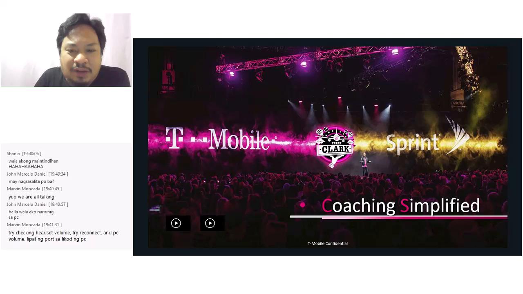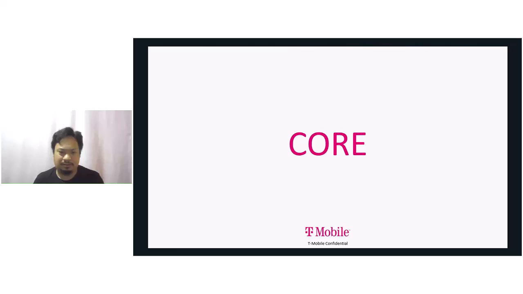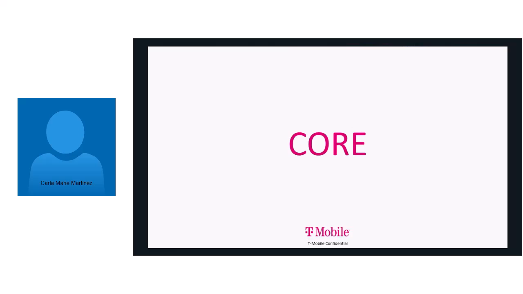So let's begin. And I want to begin with something like this. The core. What is the core? Let's see if it shows on your screen. It's not moving. One second. Ayan. Core. There you go. Core. Carla, popcorn someone. Sino? Shania po. Ah, Shania. Okay, Shania, you were chosen.